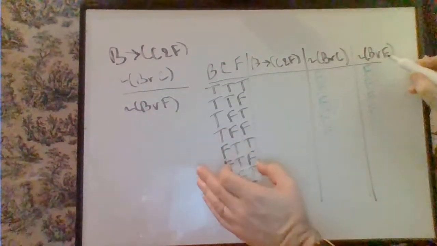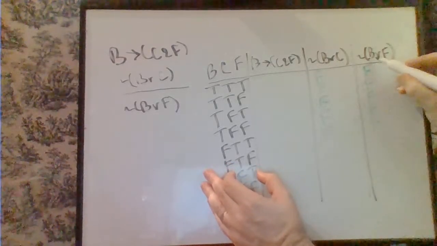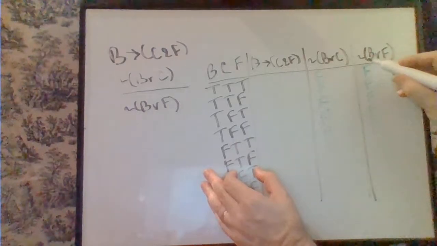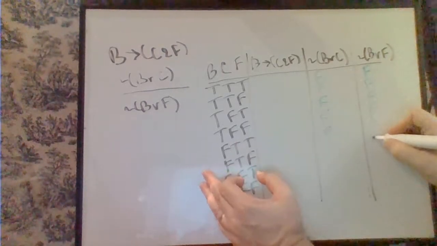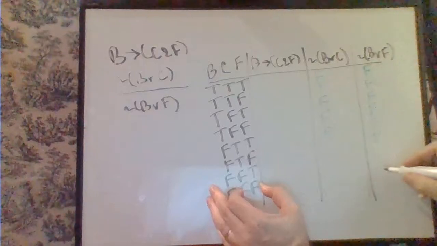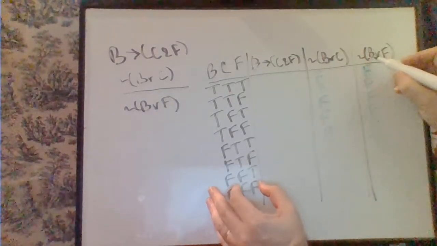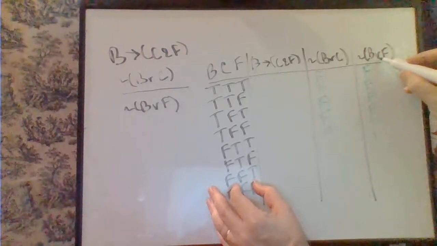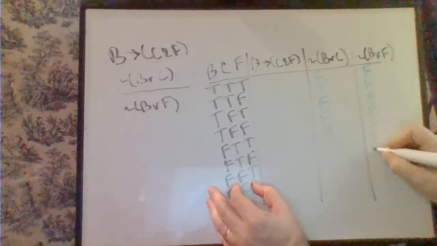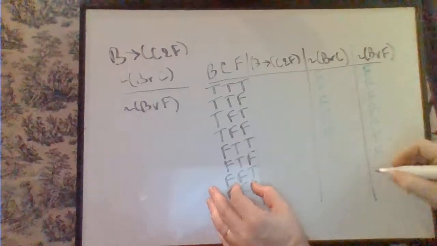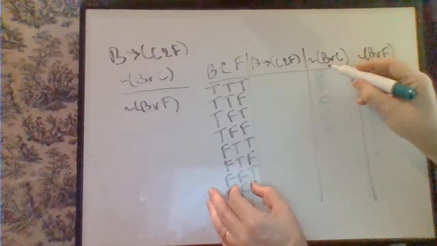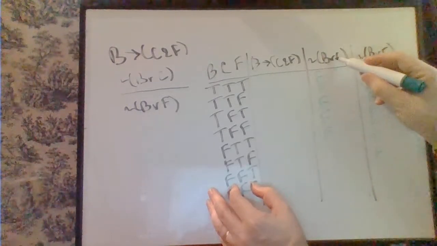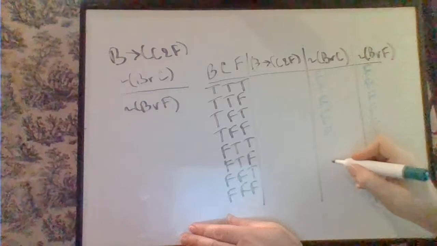Line 6. B is false, F is false. False, false with the wedge is false. Negate that, it becomes true. So that one's okay right there. Line 7, B is false, C is true. False, true with the wedge is going to be true. Negate that, it becomes false. And here, B is false, C is false. False, false with the wedge is false. Negate that, it becomes true.